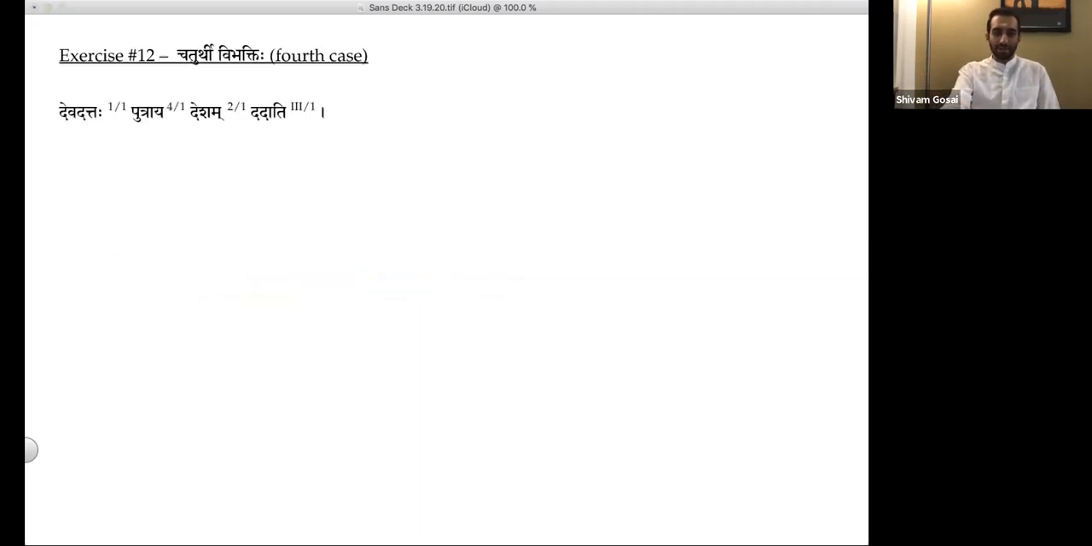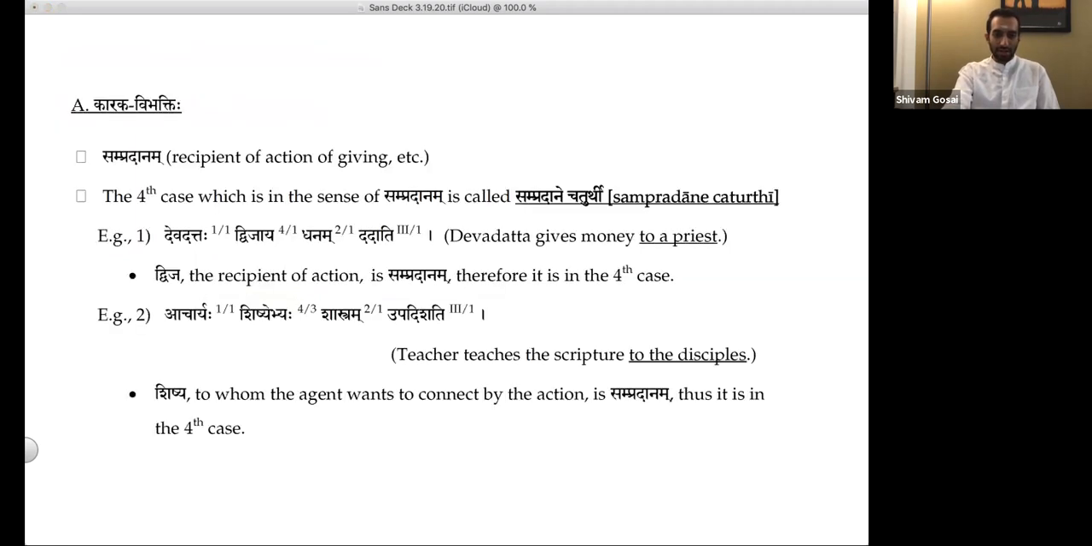Okay, so let's go back. We want to go back to this sampradhanam. Now this is on page 79 in your textbook, or you can follow along on the screen. It's all the same, but we're on page 79. We're going to jump forward to chaturthi vibhakti. So what is the vibhakti arthaha? What is the meaning of the vibhakti for the fourth case?